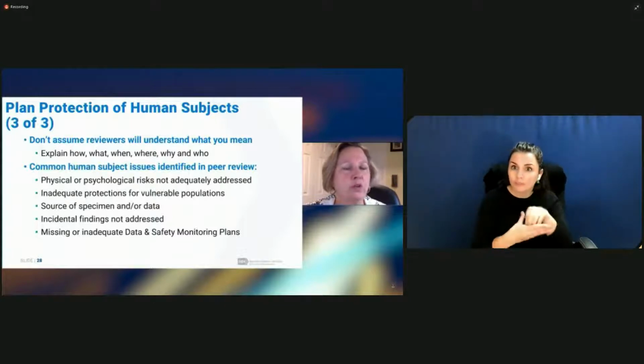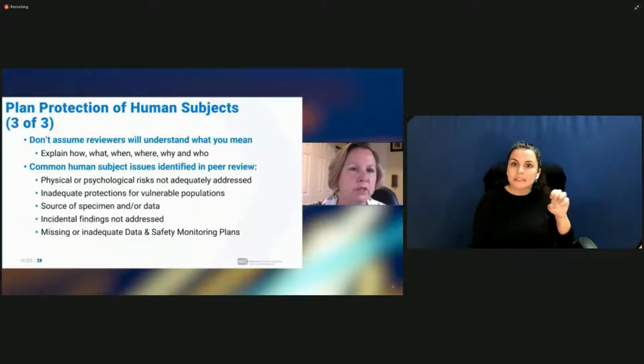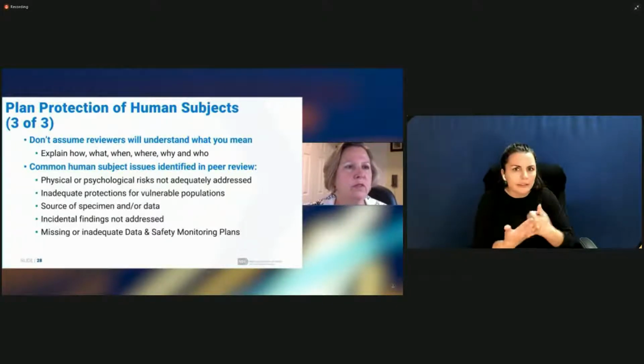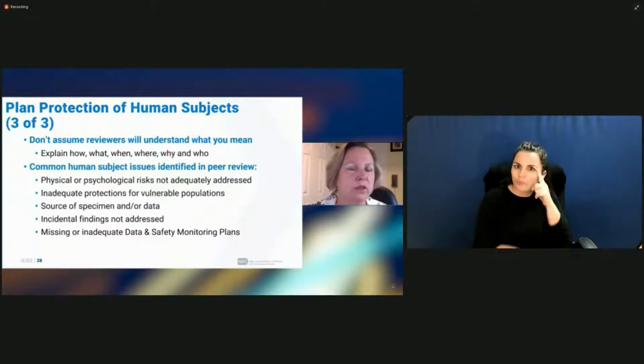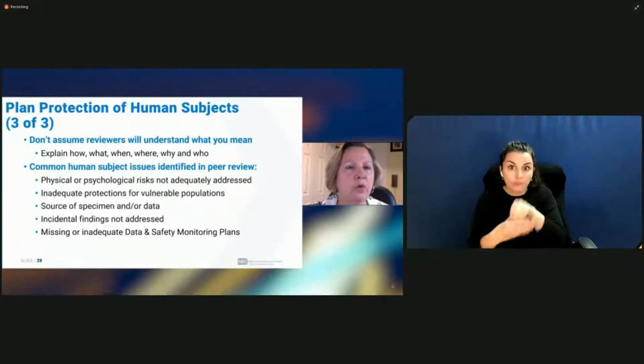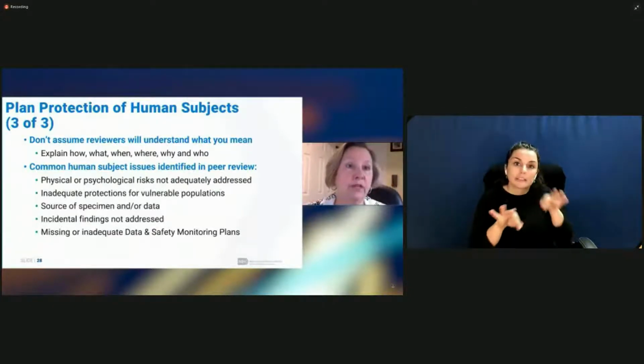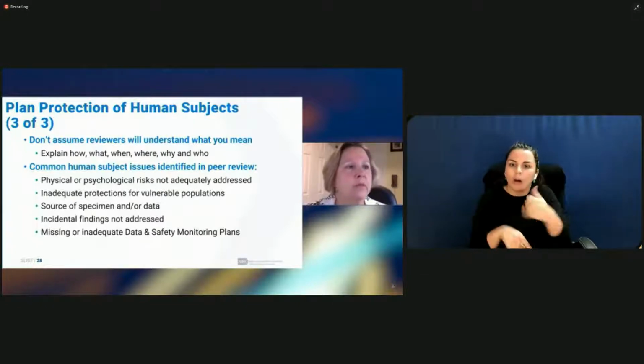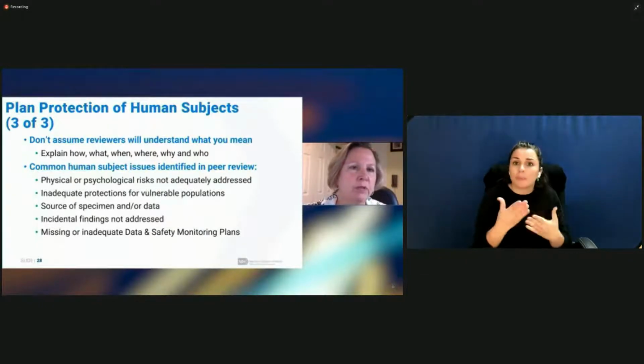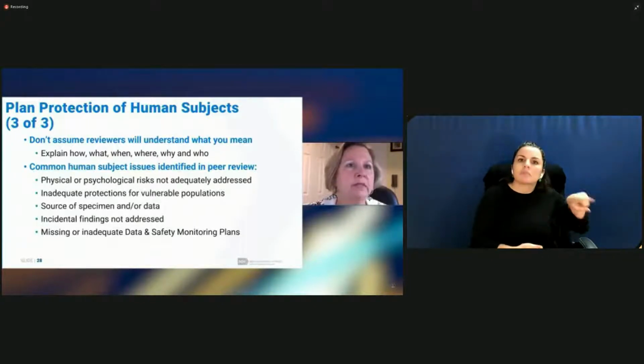You may not identify the source of the specimens and or the data, and that can be especially important to know if the investigator was involved in the original data collection or has direct identifiers associated with the source of the data. You may not identify what you're going to do if there are any incidental findings, and there may be missing or inadequate data and safety monitoring plans. So these are some of the things that the reviewers find on a regular basis.